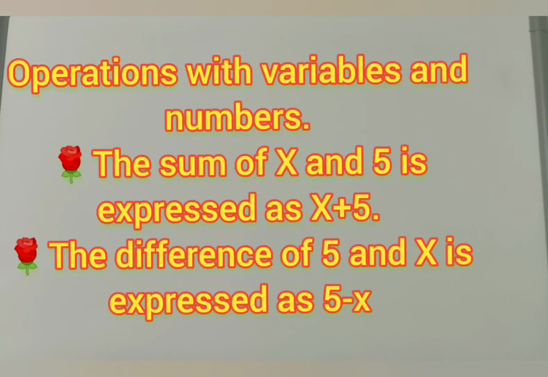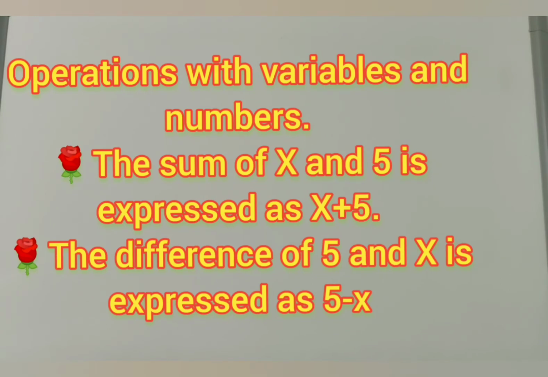Operations with variables and numbers. The sum of x and 5 is expressed as x plus 5. For the sum, we are adding with a plus sign, so x plus 5. The difference of 5 and x is expressed as 5 minus x.